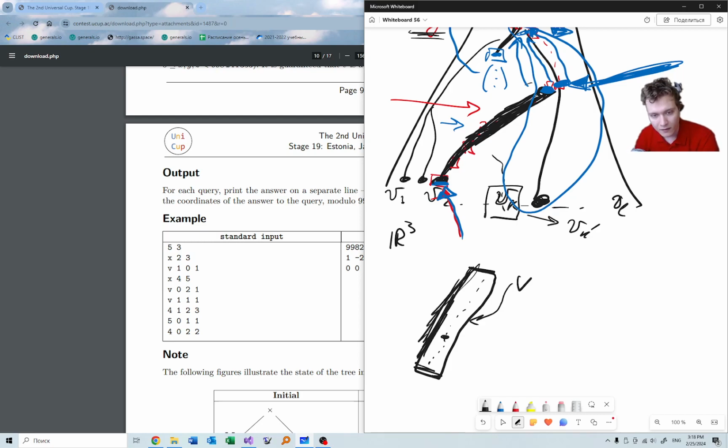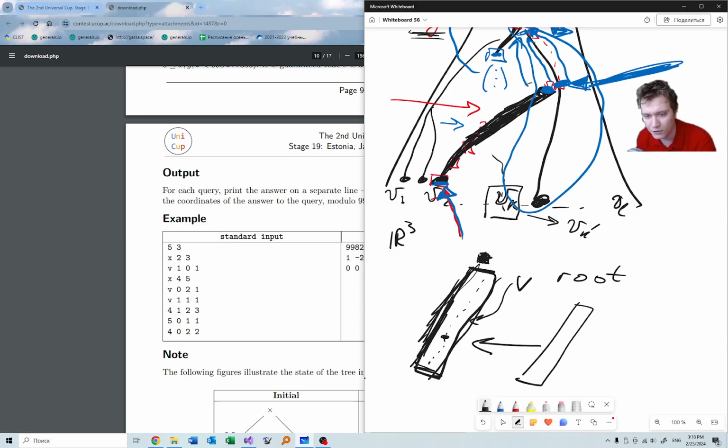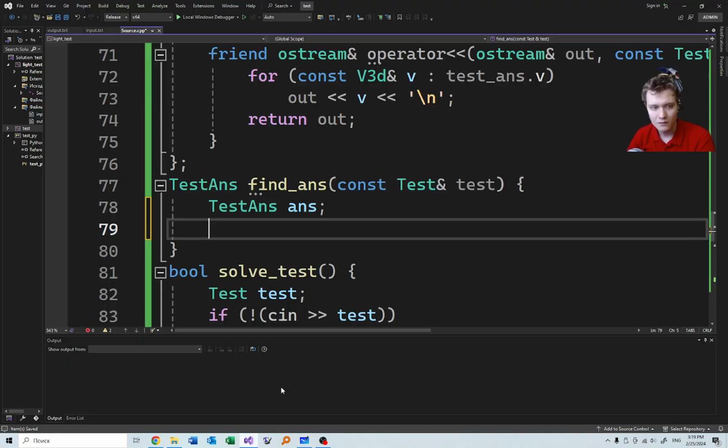For each path, we need to store the segment tree, and also we need to store its parent. Yeah, we need to store its parent. And also the root should not be in any path. The root should not be in any path. And for each path, we store the segment tree, which says what does it take to go here in this vertex. Okay.